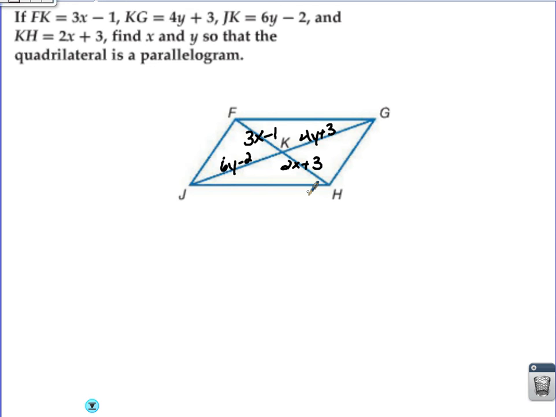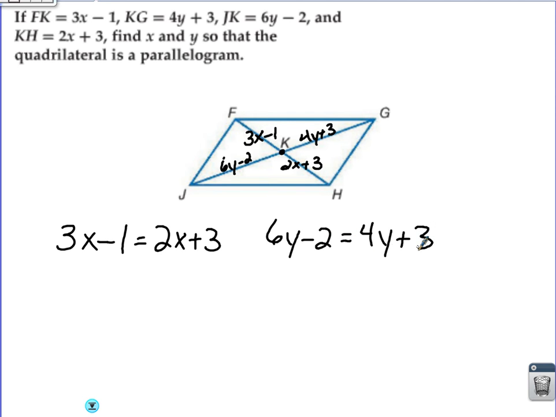Okay, 4 things can make it a parallelogram. Opposite sides are congruent, doesn't have to be. Opposite angles are congruent, doesn't have to be. Diagonals do what? So therefore, in order for this to be a parallelogram, K has to be the midpoint of both of them. So y'all help me, anybody. 3x minus 1 would have to equal, and not only that, but 6y minus 2 would.